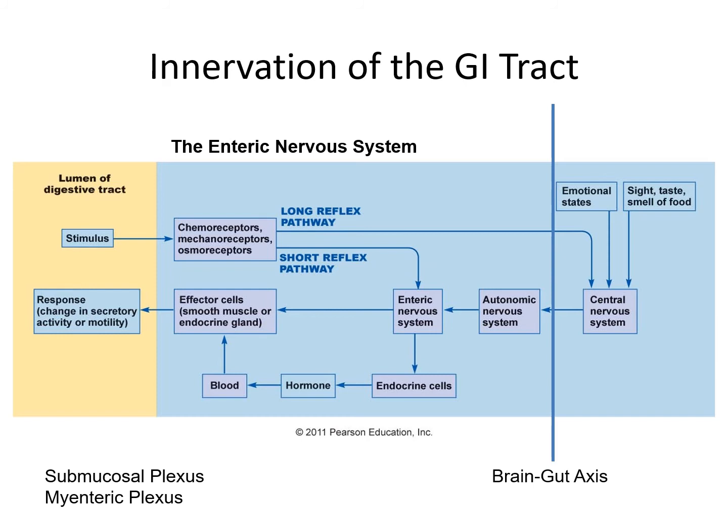Osmoreceptors basically look at the water balance of the lumen as well. So they determine whether water needs to be extracted, for instance, in the colon. In the colon, you have to remove water so that you can form stool or feces. And if that doesn't happen, of course, diarrhea is the result of that.